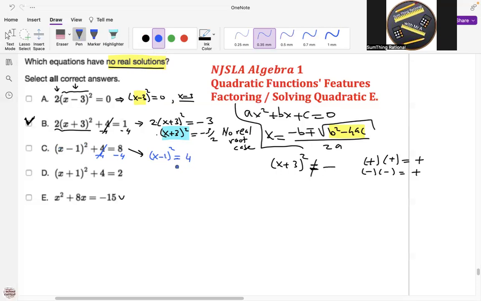Okay, when we don't have a negative number, we have real roots here. How do we have real roots? Because when we take a square root of both sides, x minus 1 will be plus minus square root of 4, which is plus minus 2. So x minus 1 will be plus minus 2, which means x will be 1 plus minus 2. One root is 1 plus 2, which is 3. The other root is 1 minus 2, negative 1.